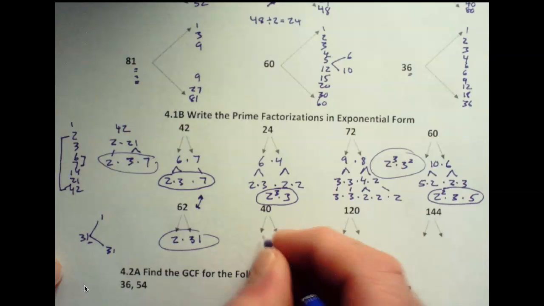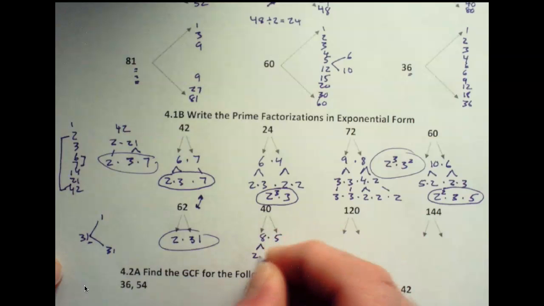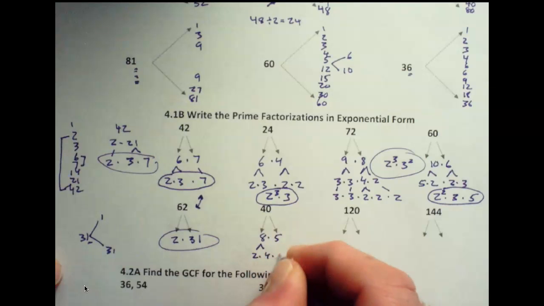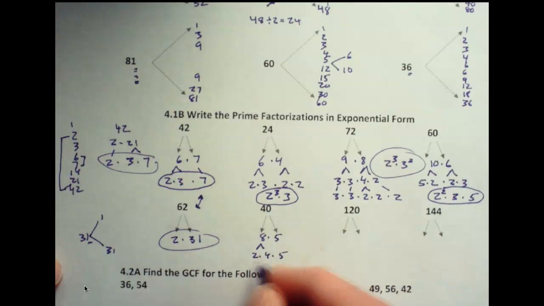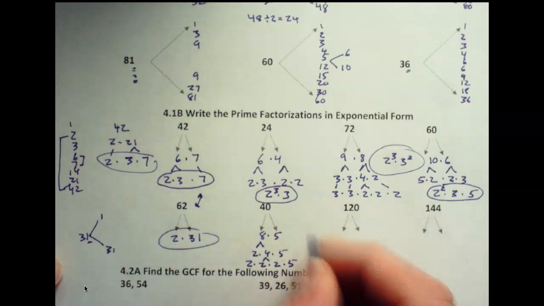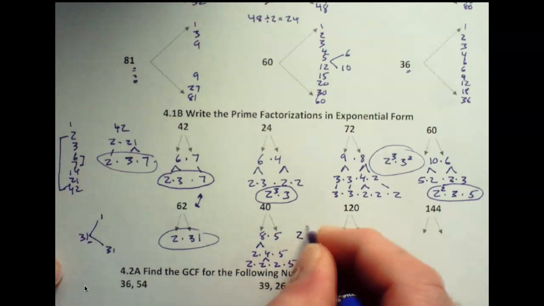40. I'll do 8 times 5 here. And 8 can be broken down into 2 times 4 times 5. And then I can break 4 down into 2 times 2 times 2 times 5. So when I gather up the exponents, put my answer up here, that would be 2 to the third times 5.